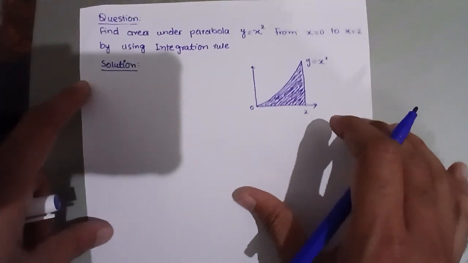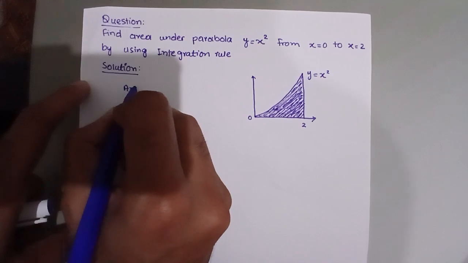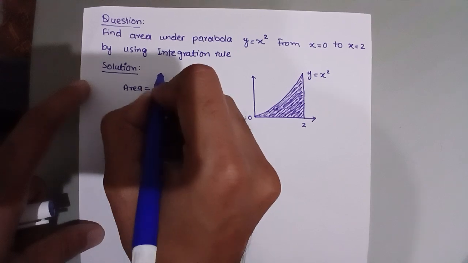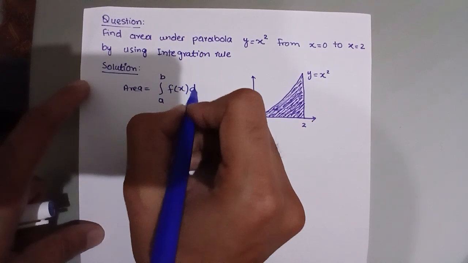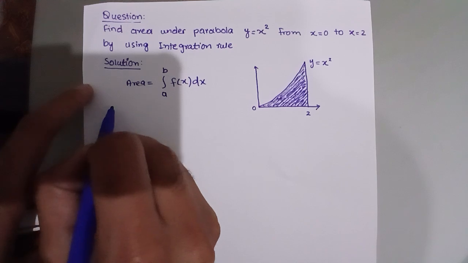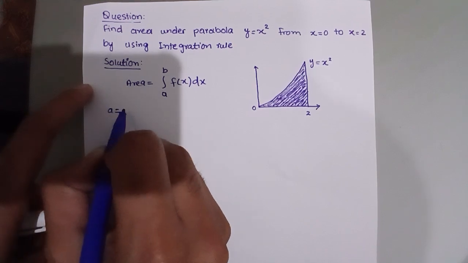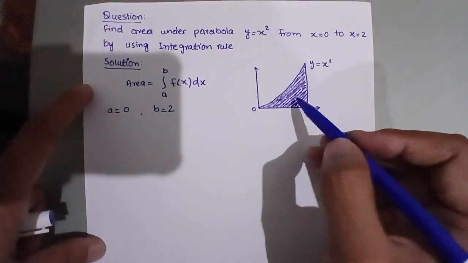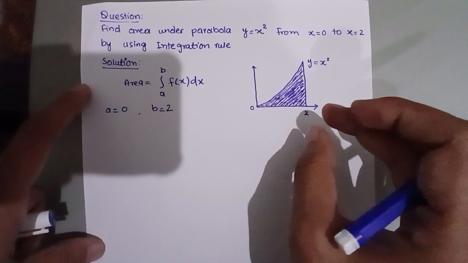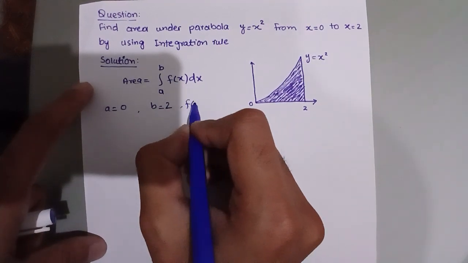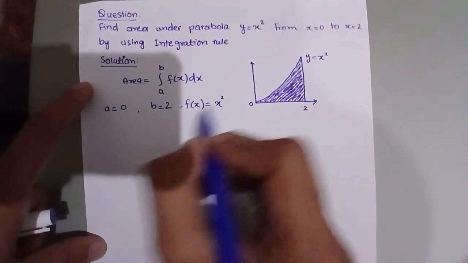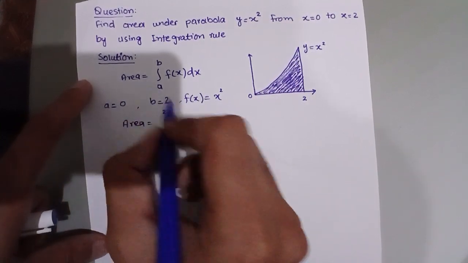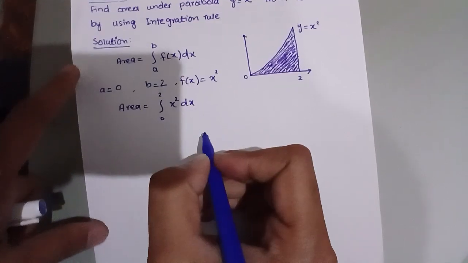So for finding the area, we know that the first step is area by using integration is equal to the integral from a to b of f of x dx. Here in this equation we have a is equal to the lower limit, which is 0, and b is equal to the upper limit, which is 2. So this is the area we have to find, and f of x is the function which is equal to x square. So we will write area is equal to the integral from 0 to 2 of x square dx.